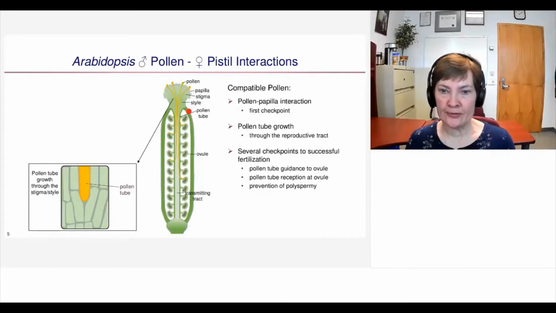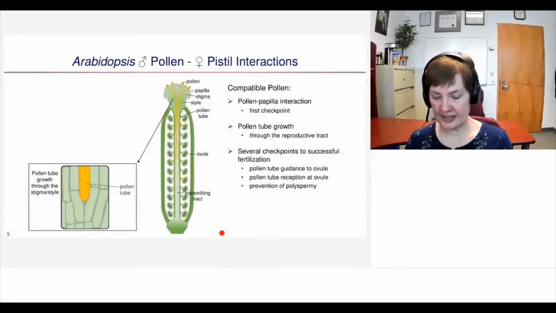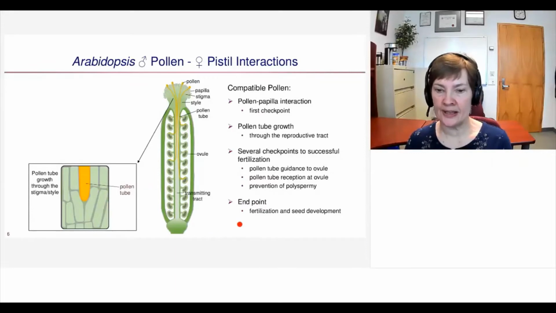Okay, so there are several checkpoints along the way to the pollen tube reaching an ovule, and these include pollen tube guidance to the ovule, pollen tube reception at the ovule, and the prevention of polyspermy. What all of this really means is that it's about guiding a pollen tube to an ovule where it can release the sperm cells for fertilization. And so the next step is fertilization and seed development. So that's the end point of this whole process.